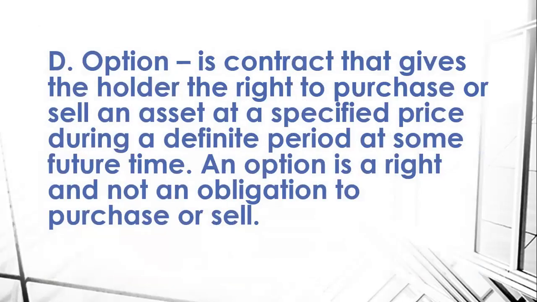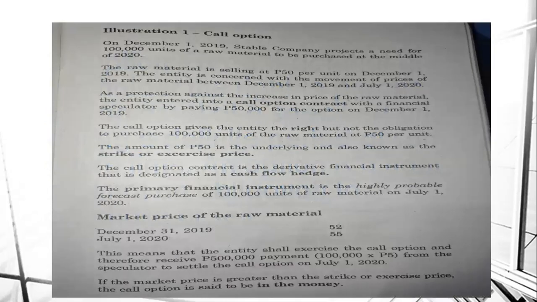So, last one is option. Option is a contract that gives the holder the right to purchase or sell an asset at a specified price during a definite period at some future time. An option is a right and not an obligation to purchase or sell. So we have an illustration.